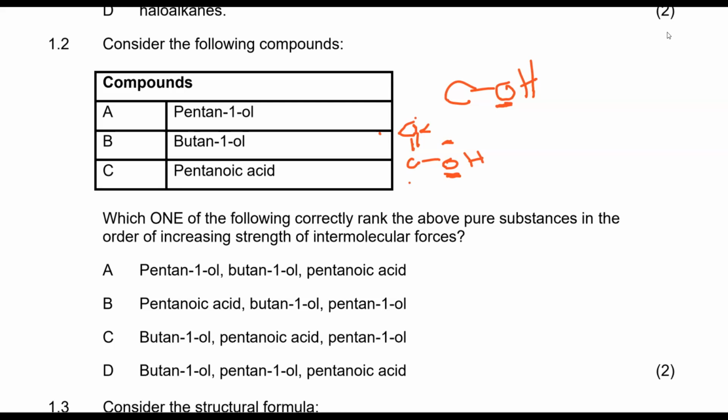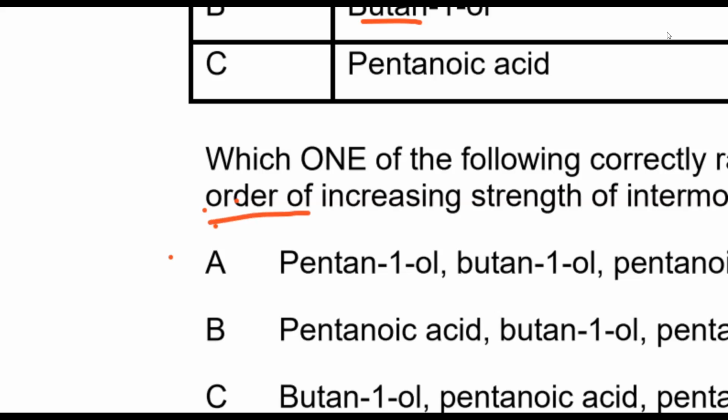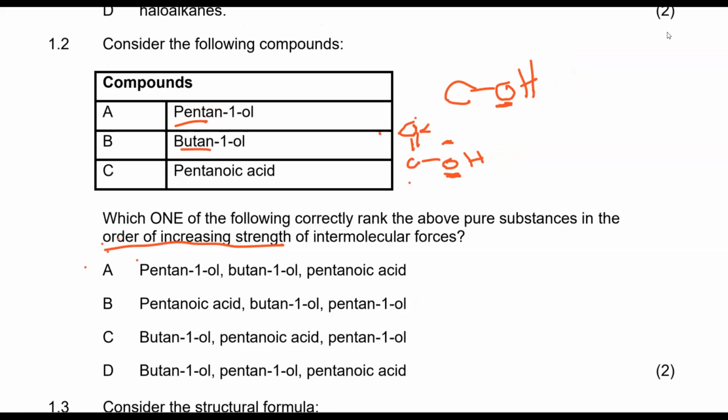So now you need to also compare your alcohols. The other one is pent and the other one is but. The question is asking in order of increasing strength. So you start from the one that is weaker and then go on. So the only difference is that you have your but and pent. But is 4 carbons, pent is 5 carbons. So the correct answer for this question is D, where you start with the one with 4 carbons and then with 5 carbons, and then we go to the one which is stronger with 2 oxygens.